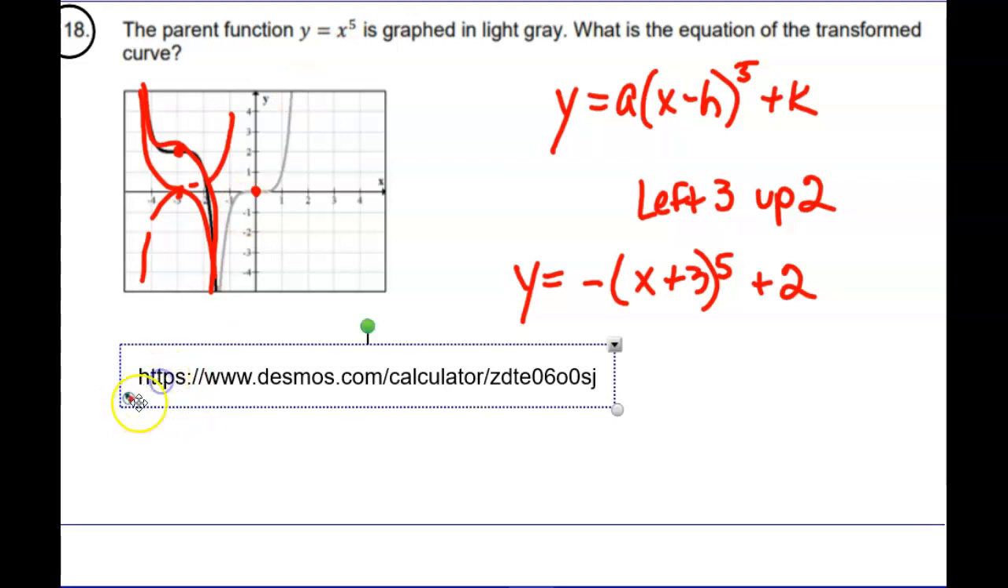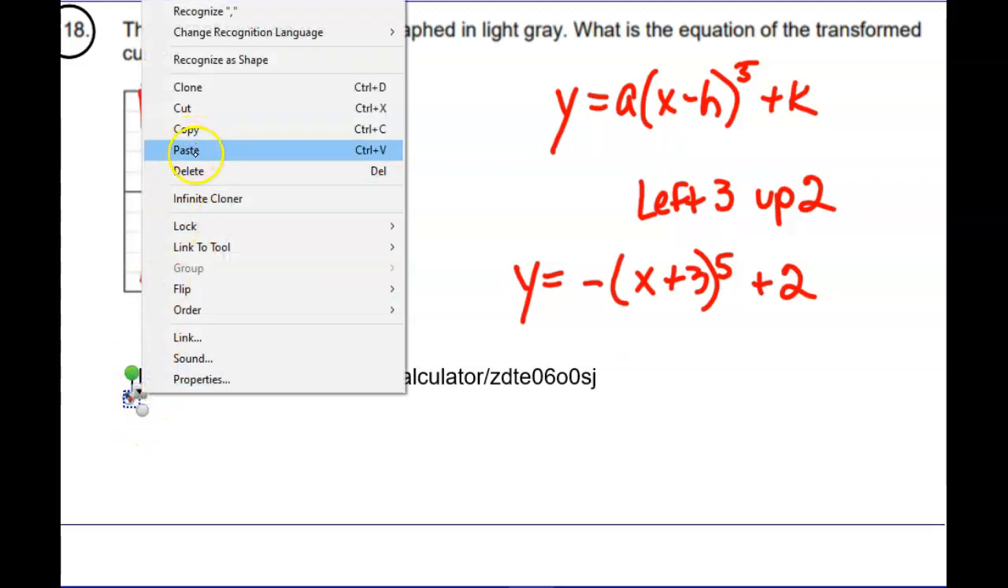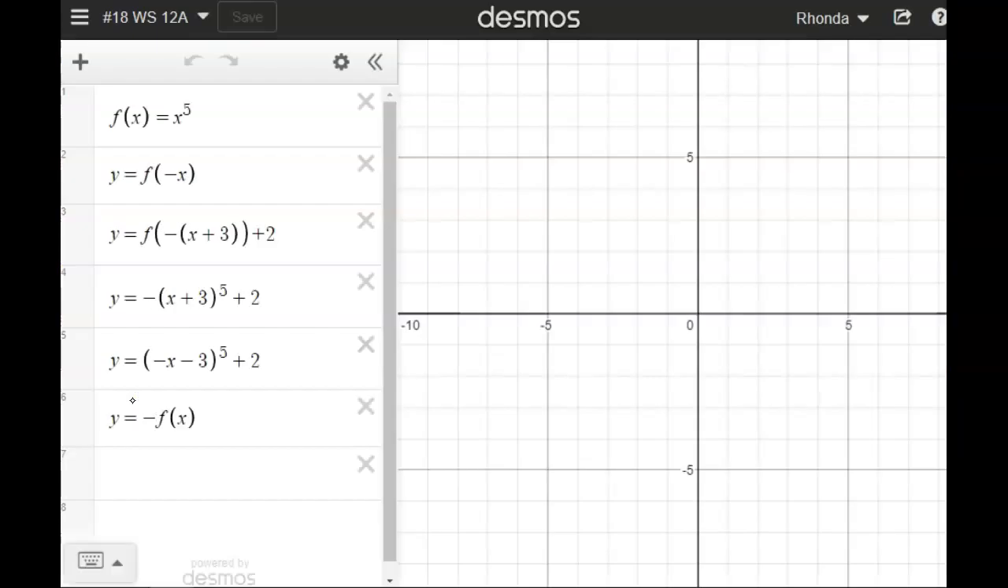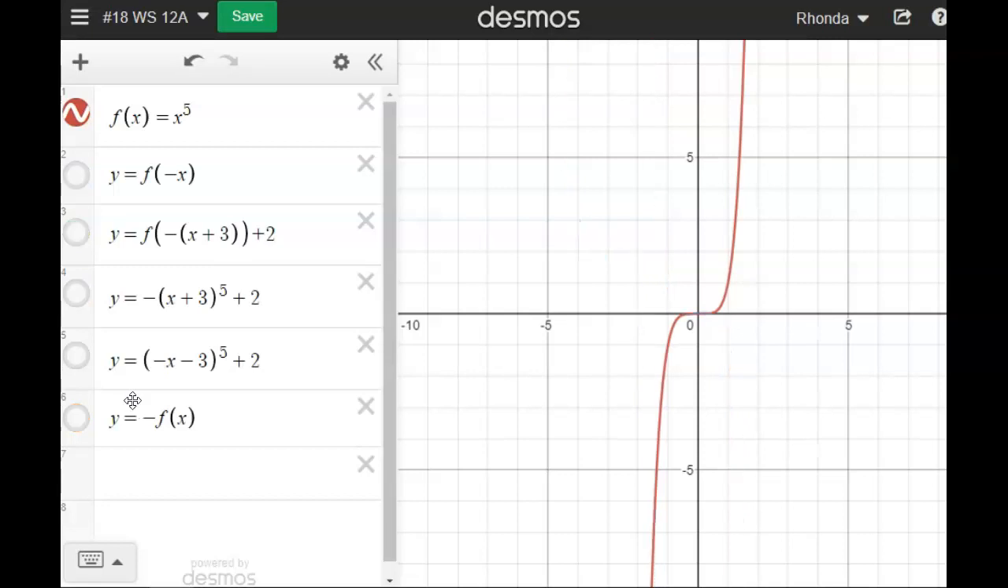Always write on it and then it wants to delete that little dot. Okay, now here we go. So here's the parent function. Let me turn all these off. Here's the parent function. We chose this one. Does that look like what yours looks like on your paper?